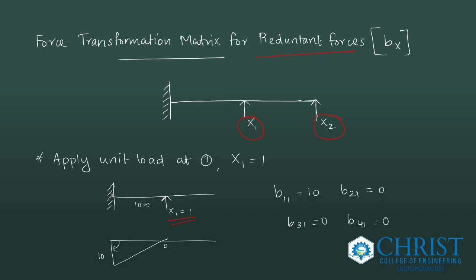This will go like this and the beam will try to oppose it like this. Right, at this load, it is 1 into 10 moment clockwise direction. So I drew the bending moment diagram downwards. Here 10, here 0. So my B11 is 10 clockwise positive, B21 is 0, B31 0, B41 0.